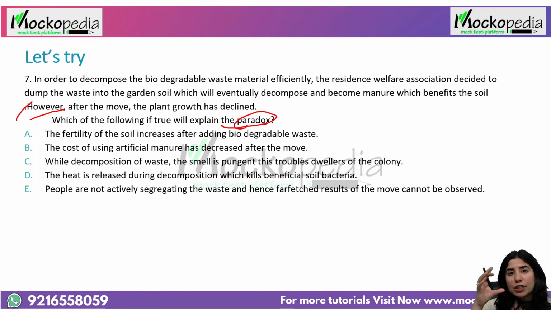So the idea was that it would become manure so plant growth should have increased, but it has declined. So any possible answer choice that explains why this has happened should serve as the right answer. Let's take a look at the options. The fertility of soil increases after adding biodegradable waste. Yes, it does, but this is not explaining why it has declined. So this goes out. The cost of using artificial manure has decreased after the move, so it's again irrelevant. We are trying to understand that despite the idea that if we put the waste material, the compost would be created and act as a fertilizer, so plant growth should increase, but it has gone down.